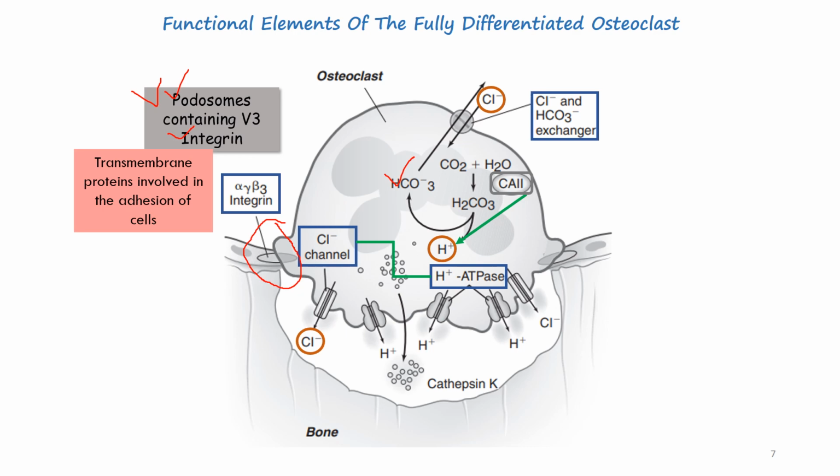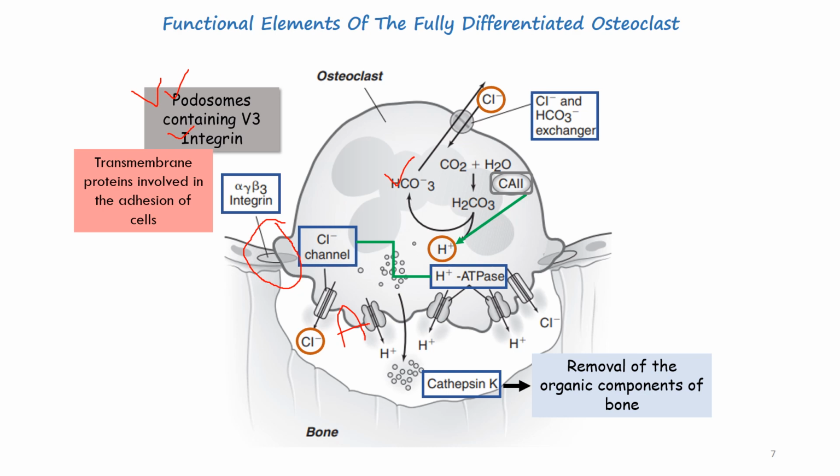The chloride ions as well as the H+ ions present inside the cell are transported to the resorption site where they create an acidic environment. In this acidic environment, the enzyme cathepsin K is activated, which is vital for the removal of the organic components of the bone, leading to the resorption.